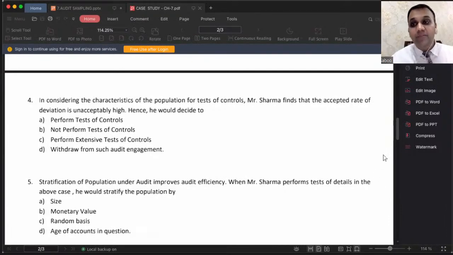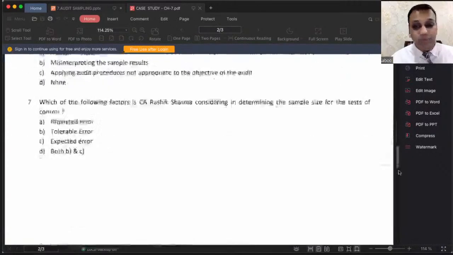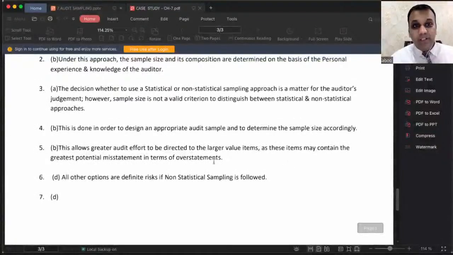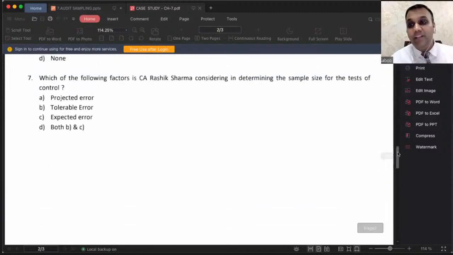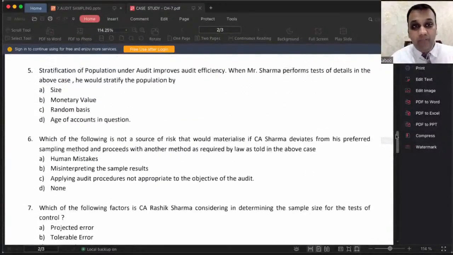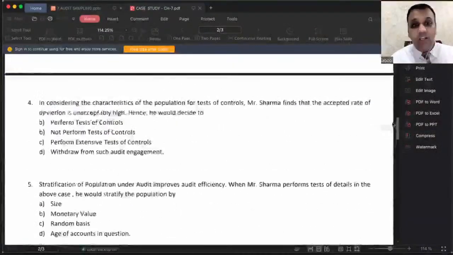The answer is B, monetary value. This allows greater audit effort to be directed to the larger value items, as these items may contain the greatest potential misstatement in terms of overstatement. When we were covering test of detail factors in stratification, it was written over there that in case of test of details, we usually stratify the population by monetary value.